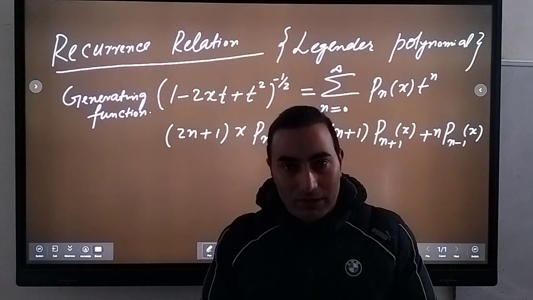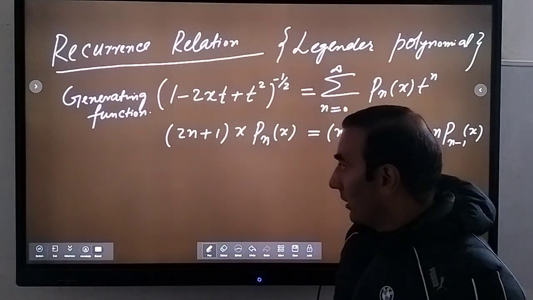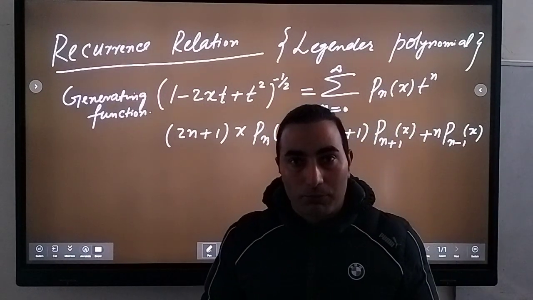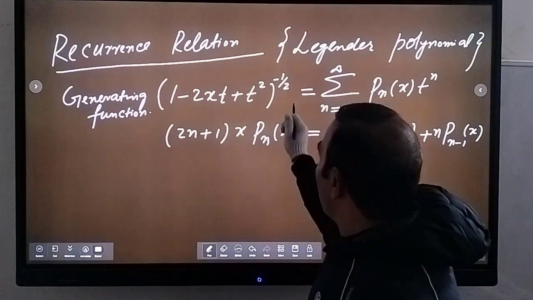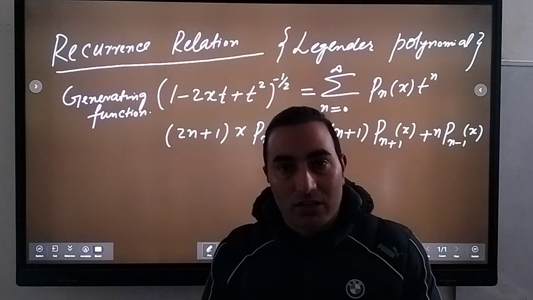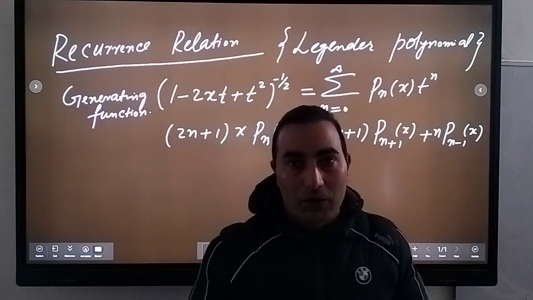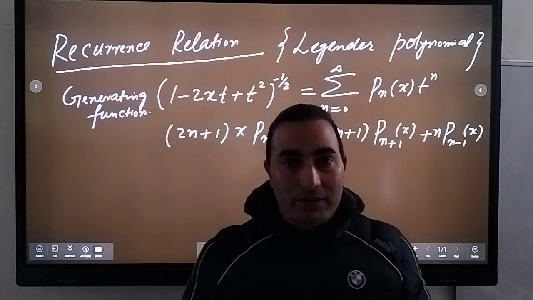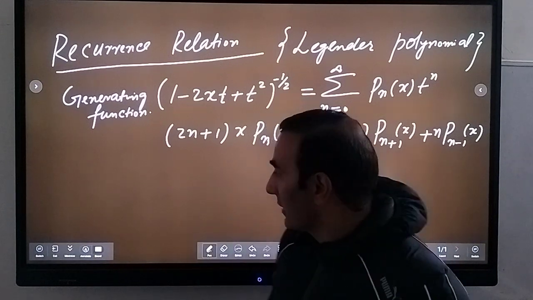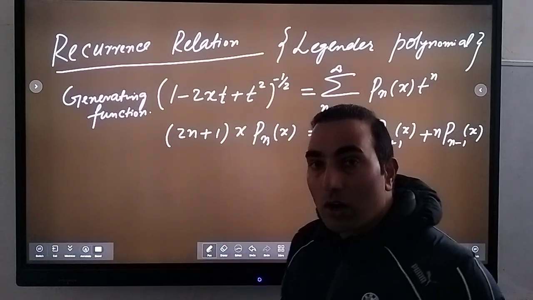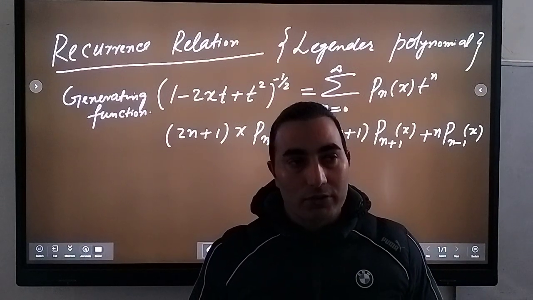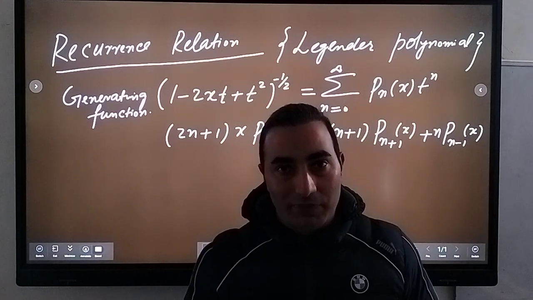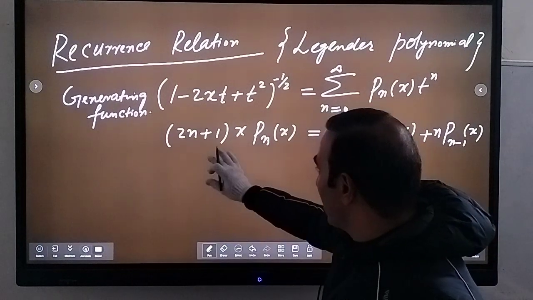Legendre polynomial, right? Because we know that our generating function for this Legendre polynomial is (1 - 2xt + t^2) raised to the power minus 1/2 equals the summation n from 0 to infinity of P_n(x) t^n. So that was basically our generating function. So from the generating function, what will we do? We basically got the first recurrence relation, meaning the relation between the different coefficients of that Legendre polynomial P. So that was basically this thing.